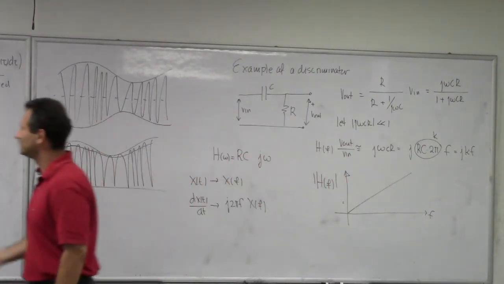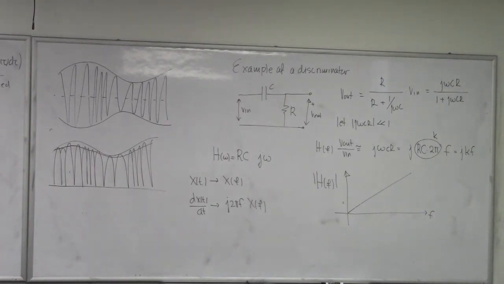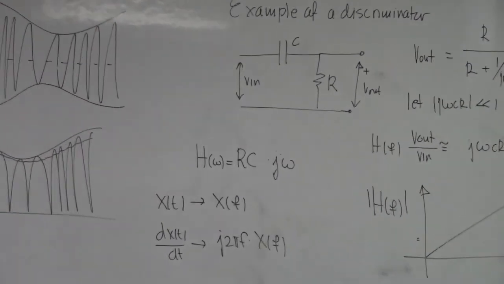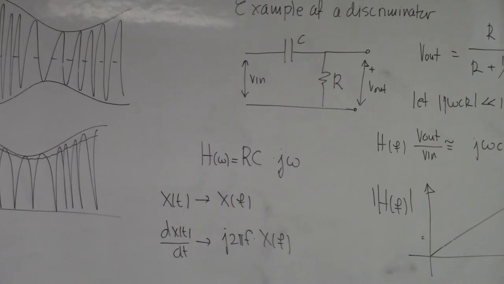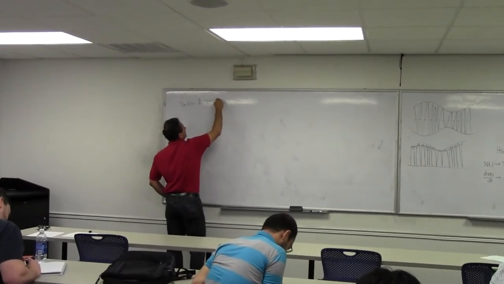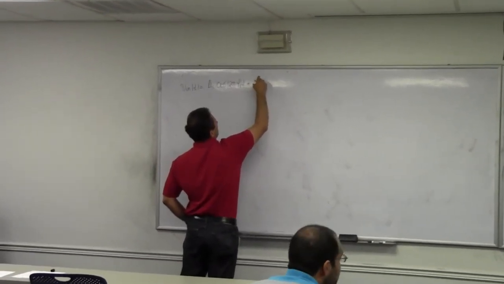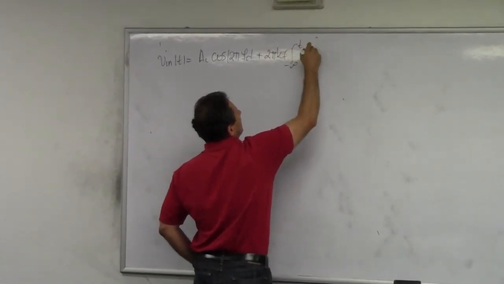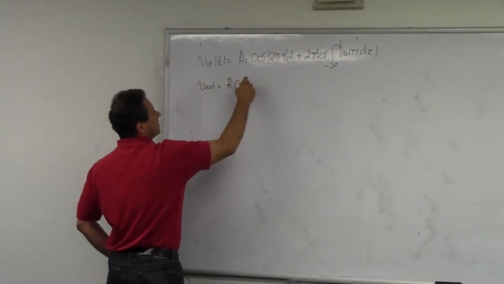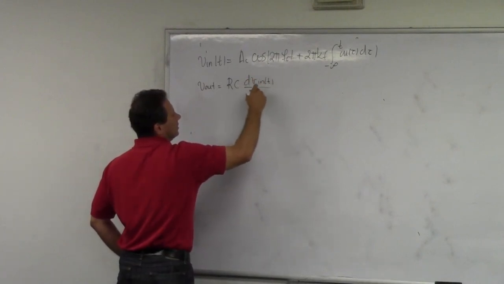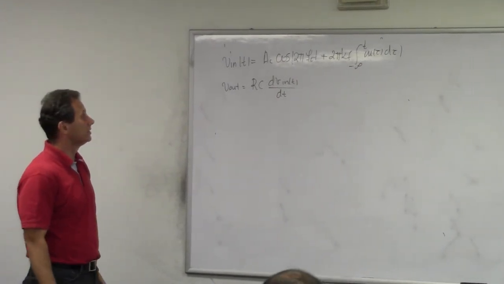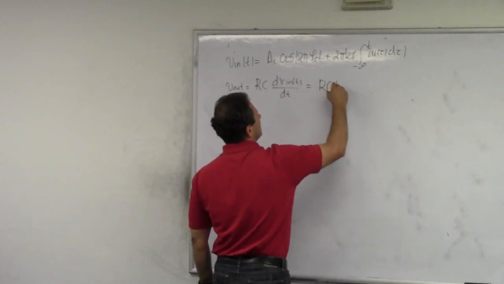So let me present the FM signal to this. So if V in of t is equal to A_C cosine 2 pi f_C t plus 2 pi k_f integral from minus infinity to t of m of tau d tau, V out is going to be RC times dV in of t over dt, right? Because what that filter does is multiply by j omega in the frequency domain, which is differentiation in the time domain.